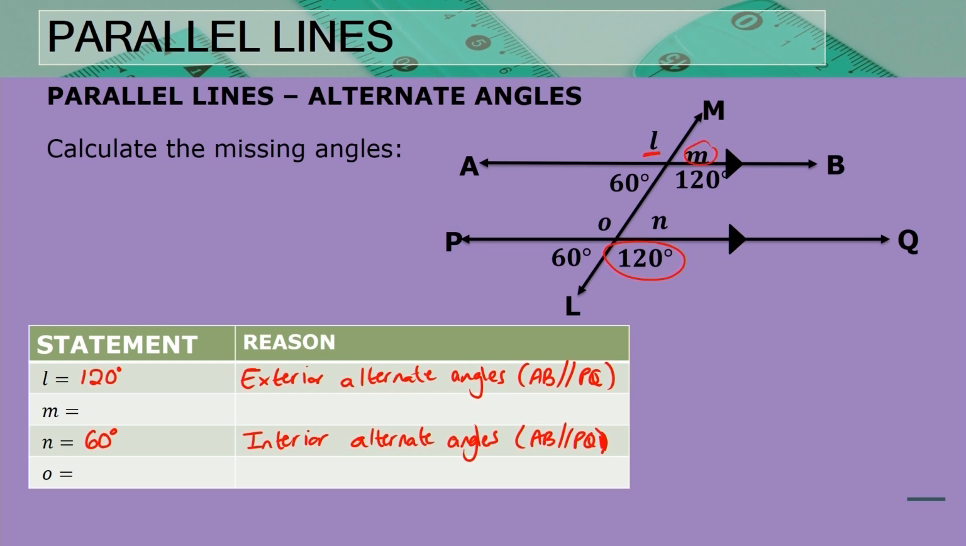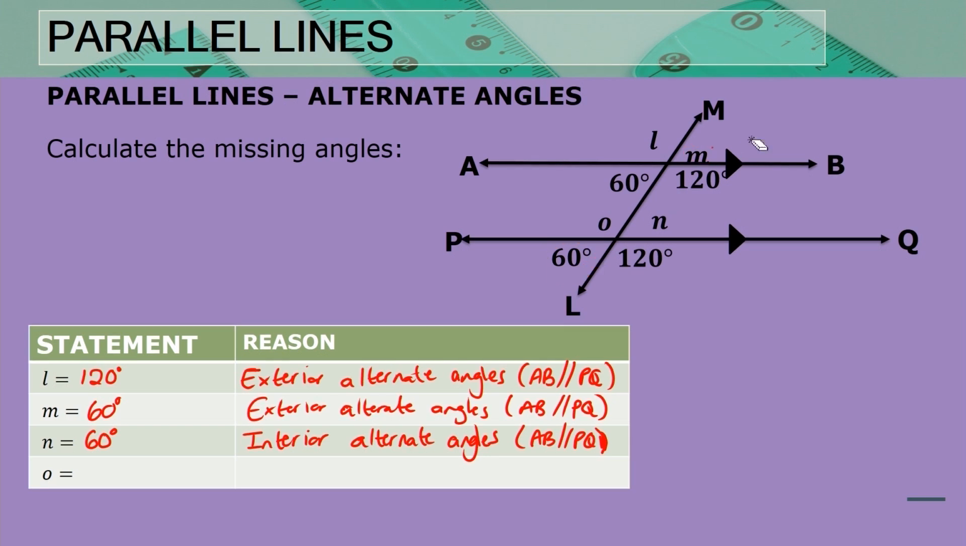Angle M there is also an exterior alternate angle. So that means that it is equal to this other exterior alternate angle. So that means it is equal to 60 degrees. The reason is exterior alternate angles. And this is possible because of our parallel lines. It's always important to state why we're saying that they are equal.